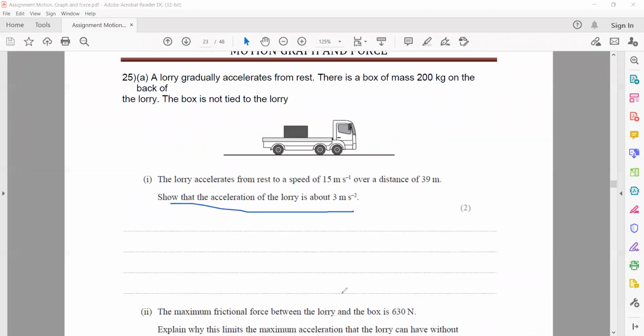So how we can show the acceleration is about 3: we have the initial velocity 0, the final velocity 15, and we know the distance, so we can use the formula 2as equals v squared minus u squared. So 2 times the acceleration we are finding, the distance is 39 meter. It reaches a speed of 15 meter per second, so 15 is the final, and initially it is at rest. So the value of the acceleration will come out as 2.88 meter per second square.